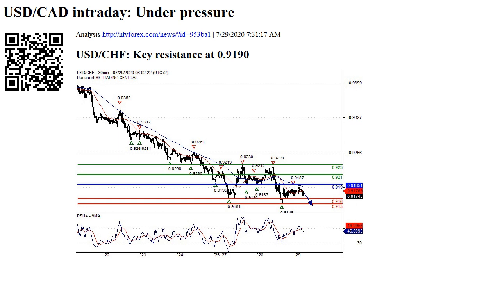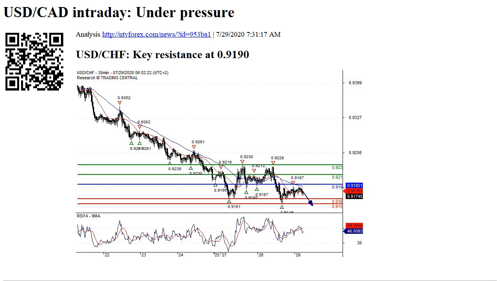USD CAD under pressure. Pivot invalidation 1.3385. Our preference short positions below 1.3385 with targets at 1.3355 & 1.3340 in extension.